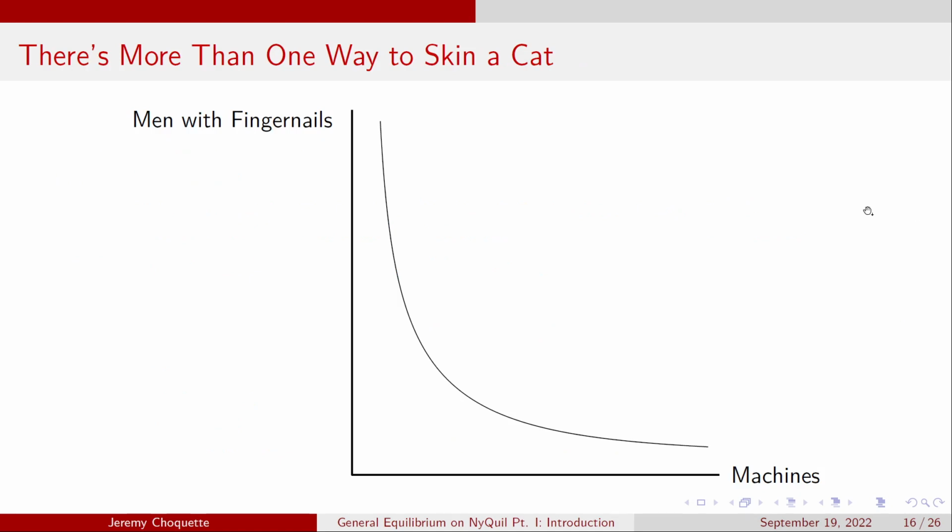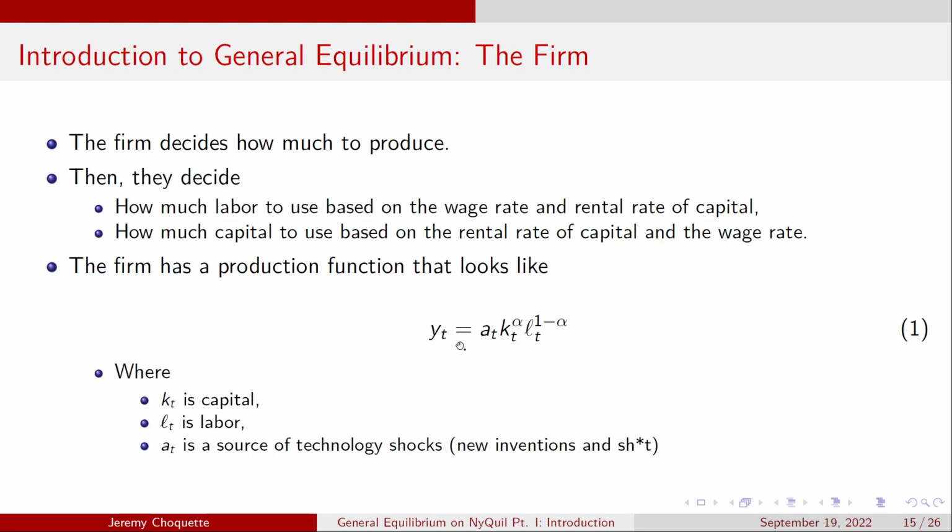So when it comes to labor and capital, there's more than one way to skin a cat. Just like the utility function, that indifference curve I showed you for the household, there is something very similar in the production function. The production function is a 3D function, right? Because it's output and there are two inputs. There's capital and there's labor. So if we were to look at it, it would be this 3D bowl-shaped thing.